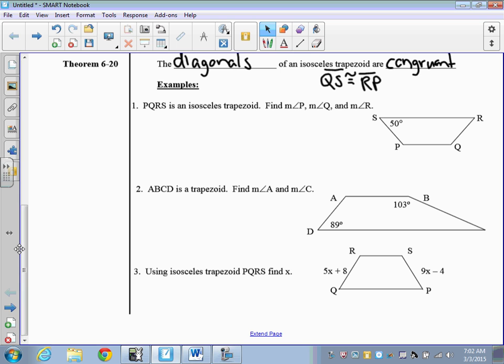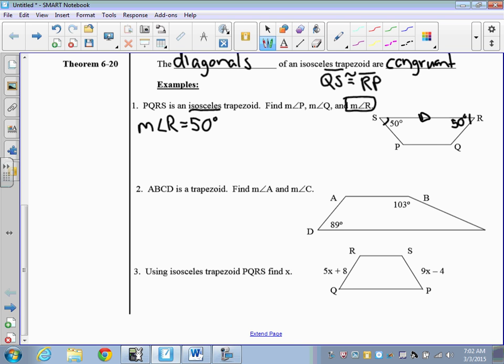Now let's go over a couple examples. We'll do all these together. It says PQRS is an isosceles trapezoid. So we have that special property, isosceles. Find the measure of angle P, the measure of angle Q, and the measure of angle R. Well, the easiest one to find is the measure of angle R. The base angles are congruent, so if this is 50, I know that R needs to be 50. So the measure of angle R is equal to 50 degrees.